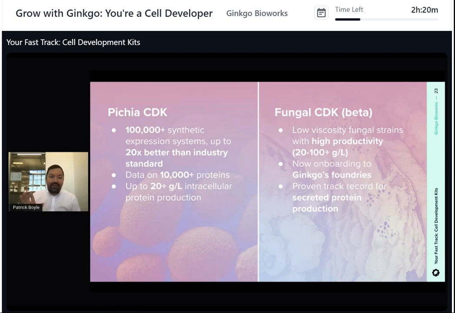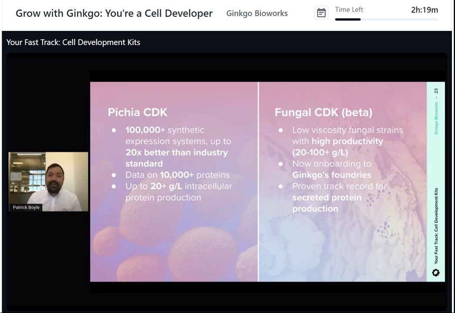But just as a high-level overview of the two systems, the Pichia CDK, again, we've developed more than 100,000 different expression designs with our best promoter showing a 20-fold better expression level in fermenters than the industry standard. We've collected data in this strain for more than 10,000 proteins, and for challenging proteins, we've demonstrated more than 20 gram per liter intracellular protein production in this strain.